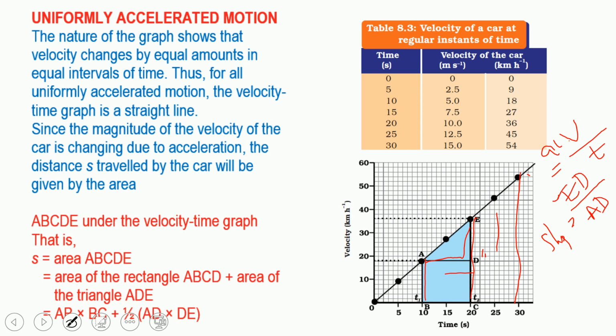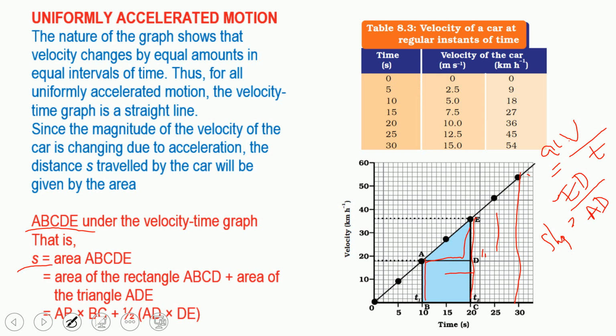Understand? Now whatever the area covered in that part will be the displacement. So here you can see that, A, B, C, D, E. This much part, you are seeing? That is also the displacement. Sure, area is the displacement.